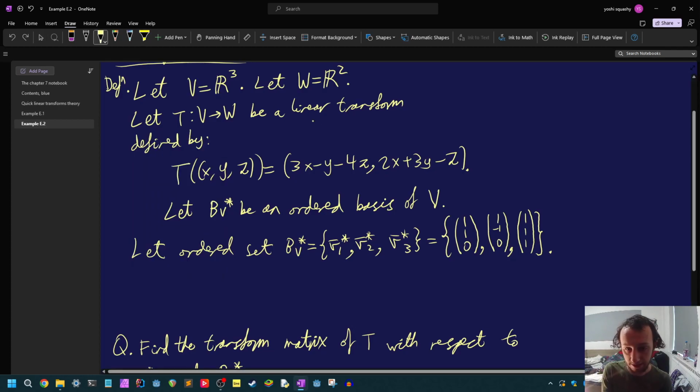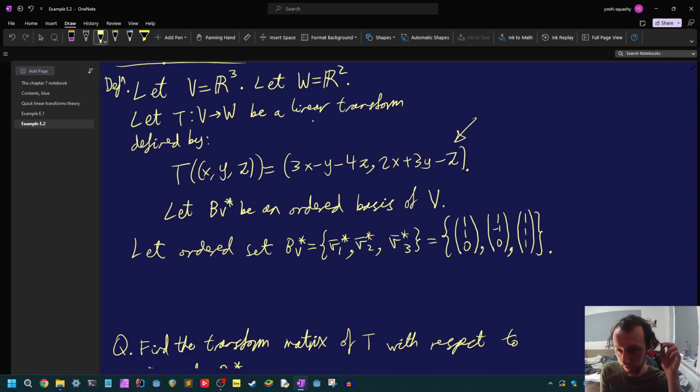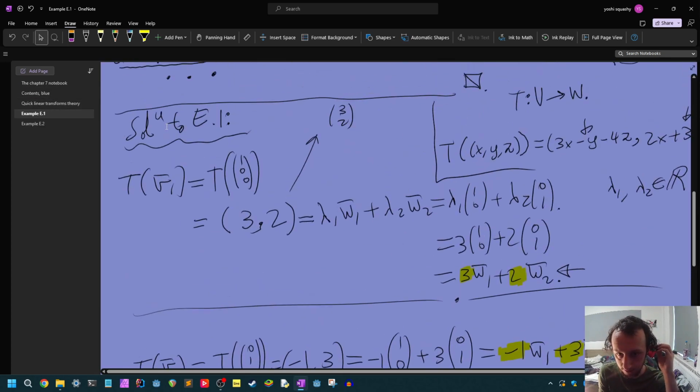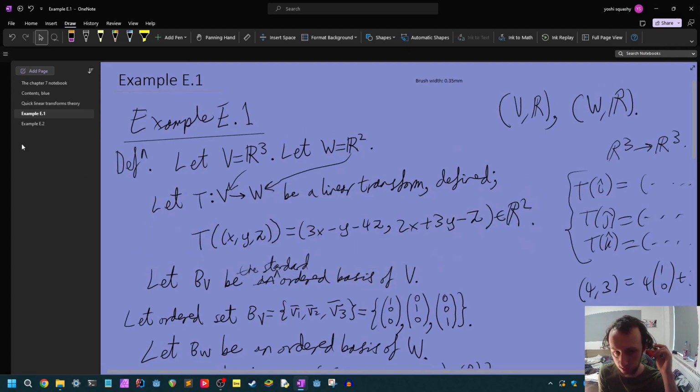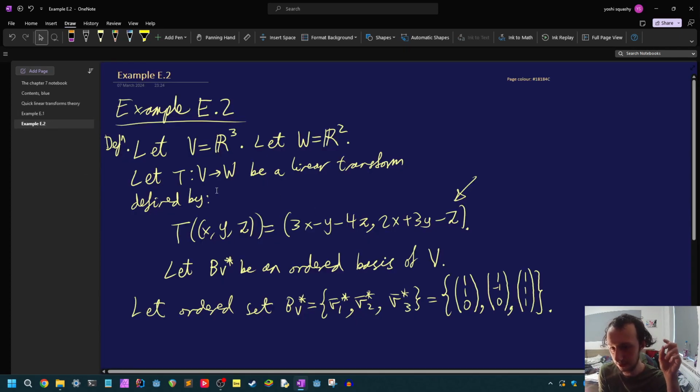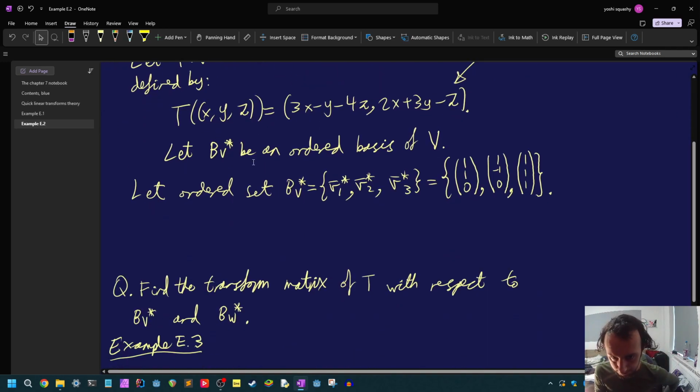So we've got the same T here, and we've got the same V and W, but we're going to change something so we get a different transform matrix. So this is the same T we had before. I could just show you that real quick. You can see here that's the same thing. You can pause it if you want to check, but yeah, it's the same thing.